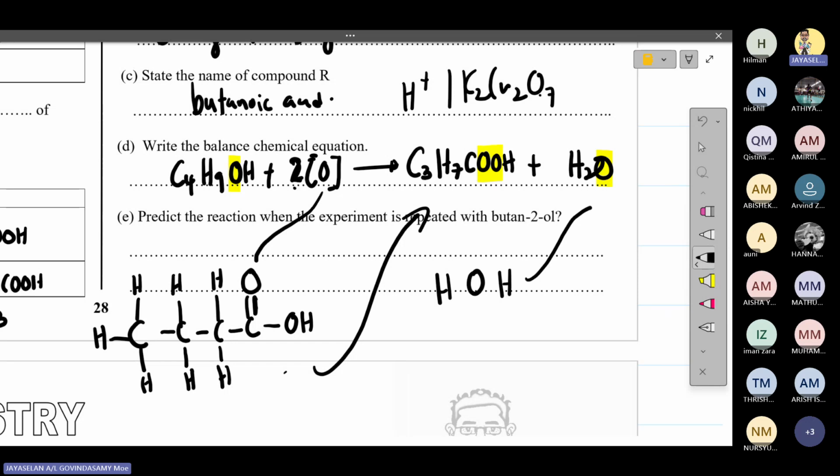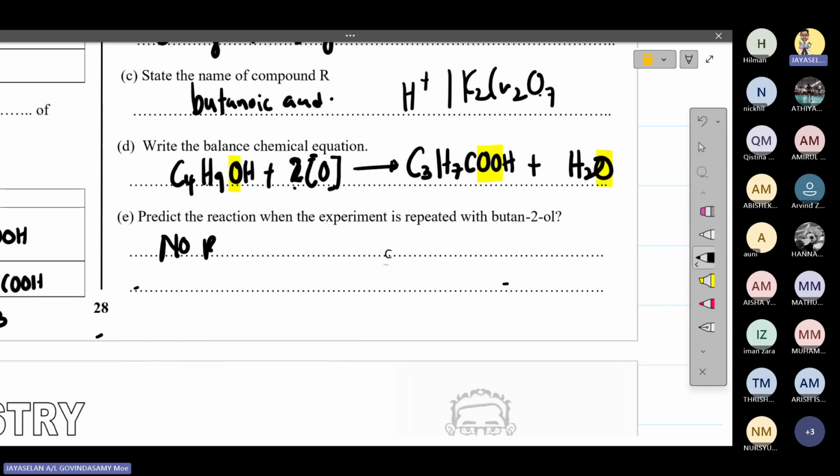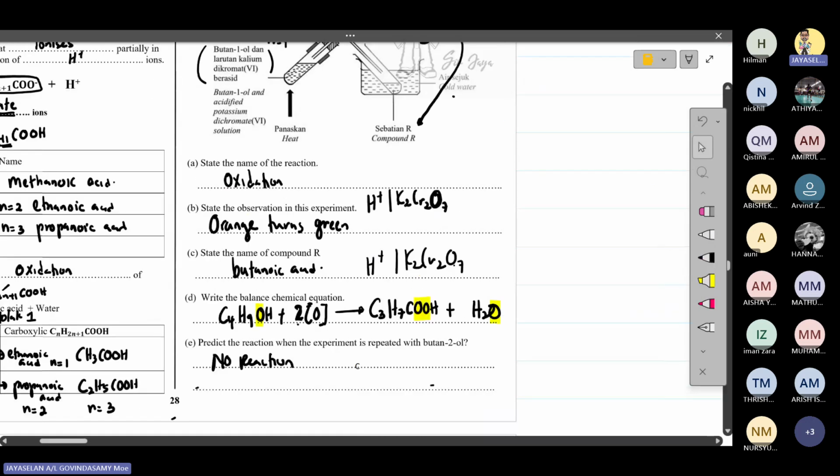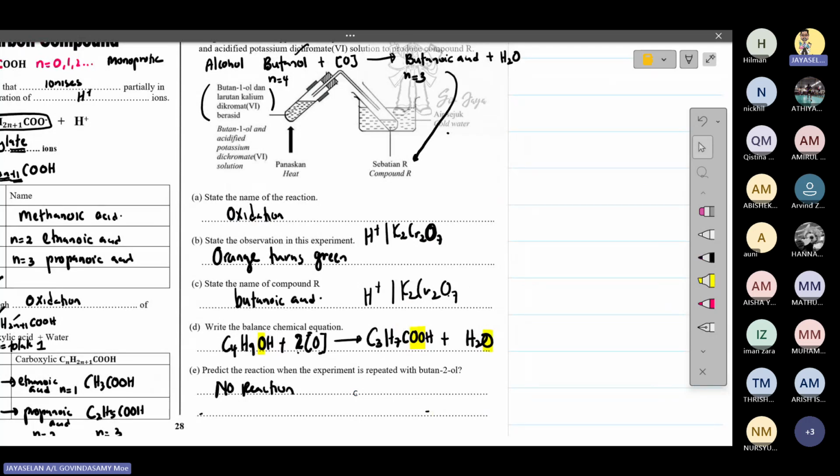Any question? This all occurs when the functional group of alcohol is at carbon number 1. If it is a secondary alcohol like butan-2-ol, no reaction. Just put no reaction. Finish. Any question? No question. All of you understand? This kind of question has not come out before, so make sure you remember all this.